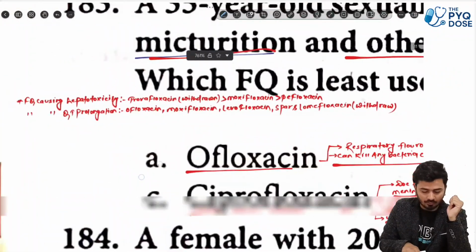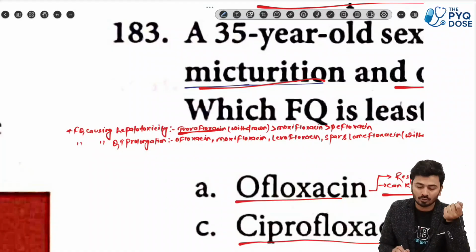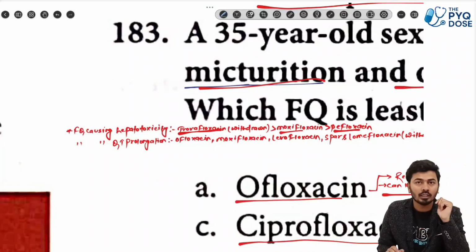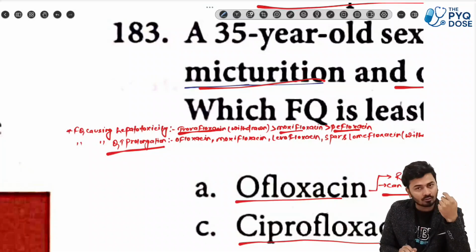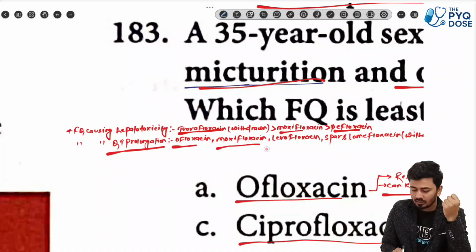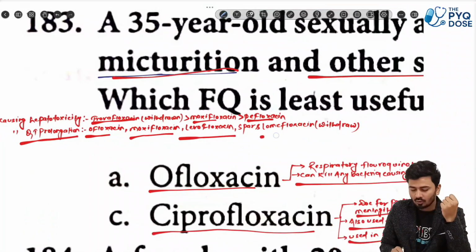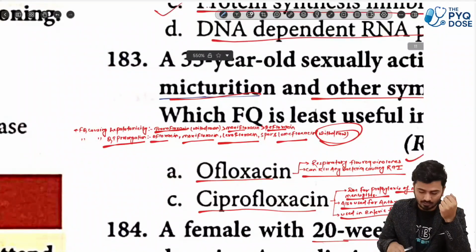If you talk about the different fluoroquinolones which cause hepatotoxicity, they are trovafloxacin, and this drug has already been withdrawn from the market. The next ones are moxifloxacin and pefloxacin. This is hepatotoxic, causing damage to the liver. The next are the fluoroquinolones causing QT prolongation or torsades de pointes. These are ofloxacin, moxifloxacin, levofloxacin, sparfloxacin, and lomefloxacin, and lomefloxacin has now been withdrawn from the market because of its side effects.